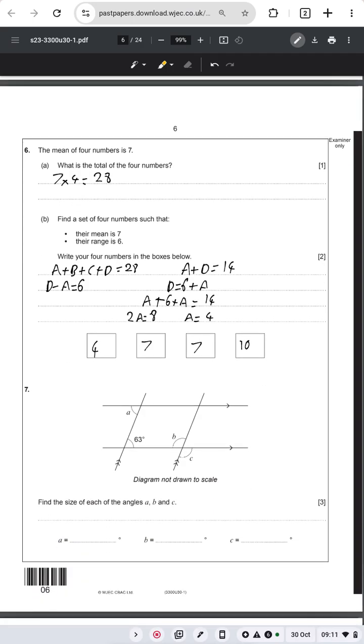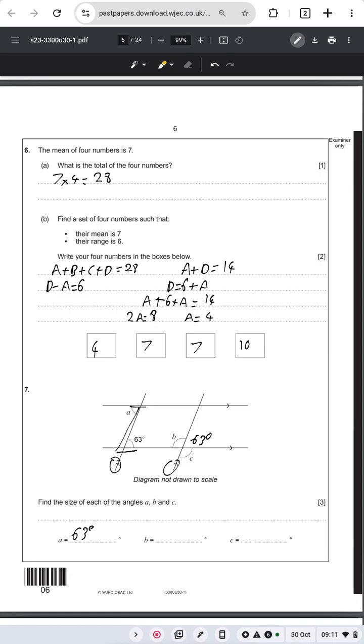So question 7, find the size of each of the angles A, B and C. So starting off with A, we can see that this is two parallel lines which form a Z. So A is equal to 63 because angles in the Z are the same. Again, we've got two parallel lines here and here, which means that because they're intersecting a straight line, this angle here is also 63 degrees.